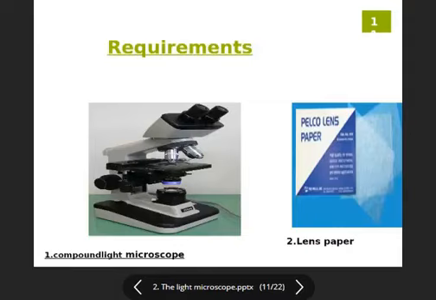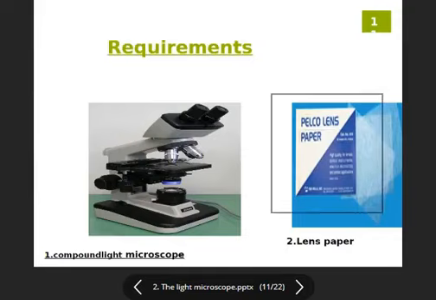In the lab, we will be using this lens paper. What is lens paper? Lens paper is a special type of tissue to clean the lens. When we are using the microscope, to clean the lens we will not use any other tissue paper. There is a special type of tissue paper, otherwise the lens can be damaged. There can be scratches on the lens. To save the lens, we use this special kind of paper.